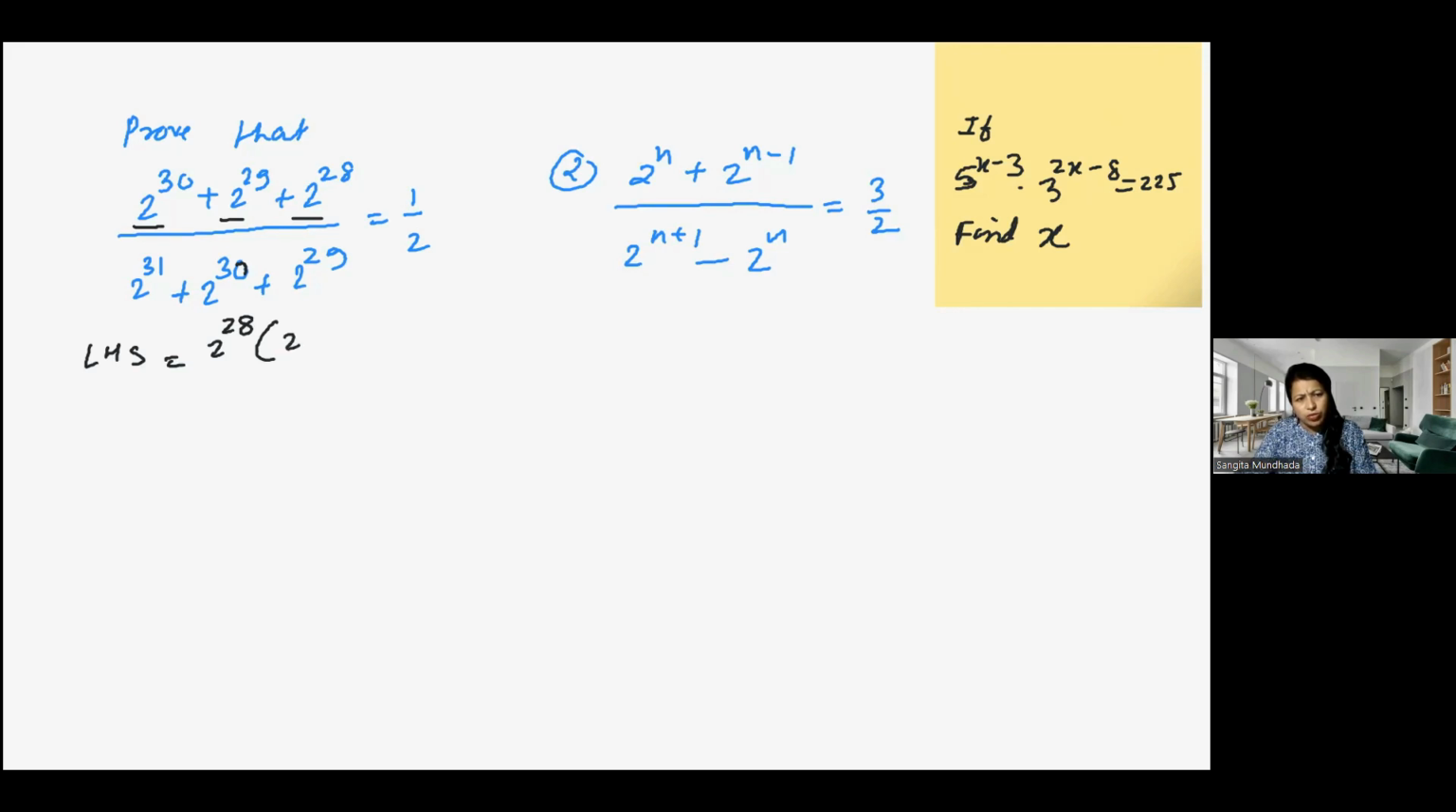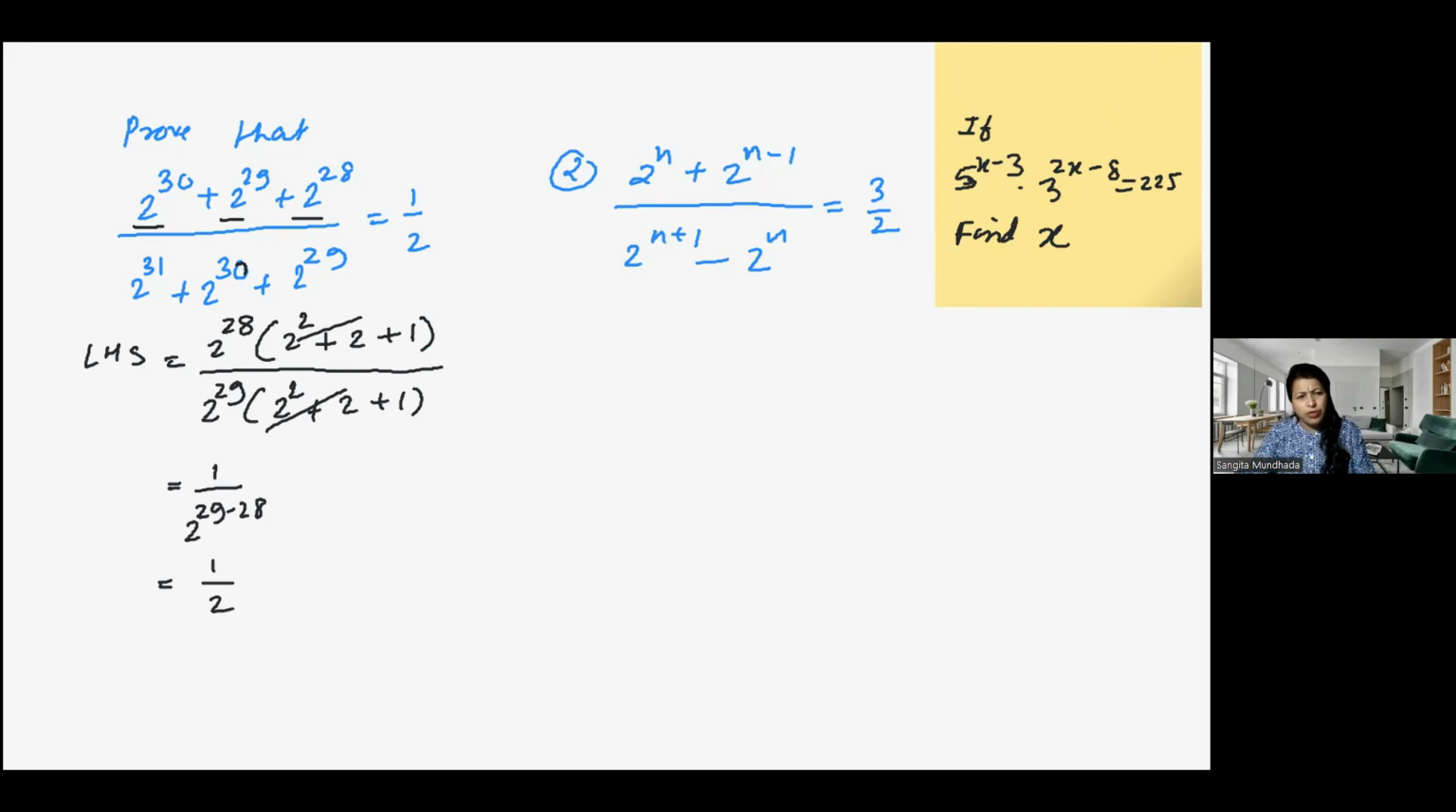So this is 2 raised to 28 into (2 squared plus 2 plus 1). Here, in 2 raised to 31, 2 raised to 30, 2 raised to 29, 2 raised to 29 is common. We will write 2 raised to 29 into (2 squared plus 2 plus 1). So this same factor is cancelled. So 2 raised to 28 by 2 raised to 29, I can write 2 raised to 29 minus 28. That is 1 upon 2.